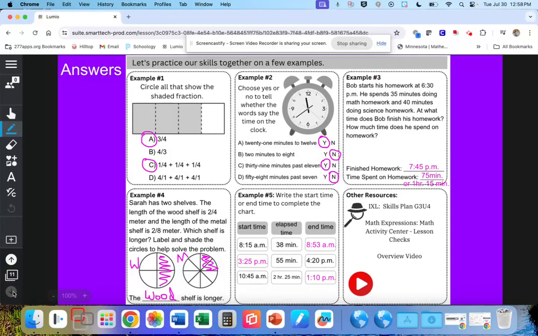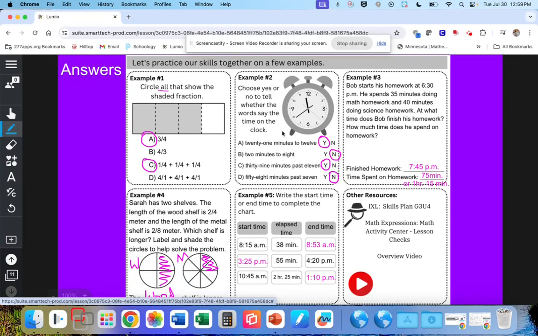Welcome back. All right, let's take a look at example 1. Circle all that show the shaded fractions. So I can see it's broken into 4 parts. So I know I have 1/4, 1/4, 1/4. So C works. And if I add my 1/4 plus 2/4, I get 3/4 when I add my third part. So A and C.